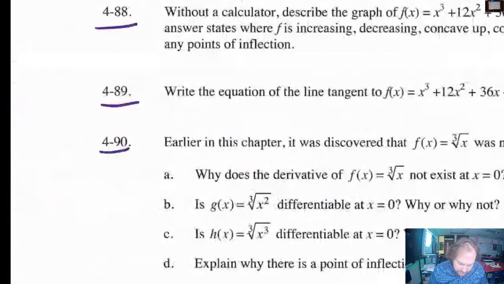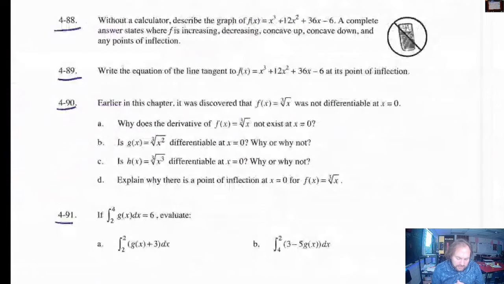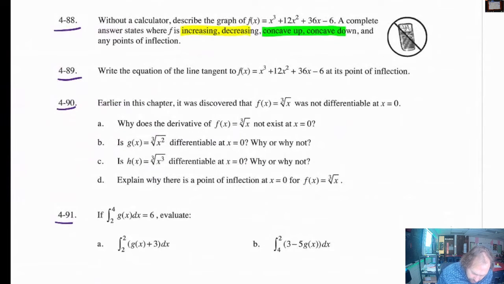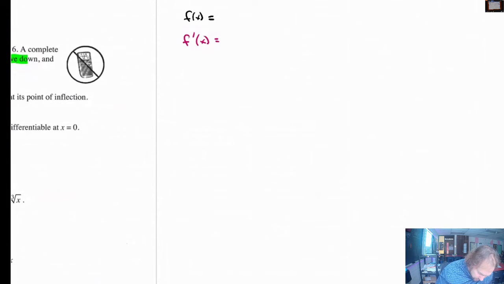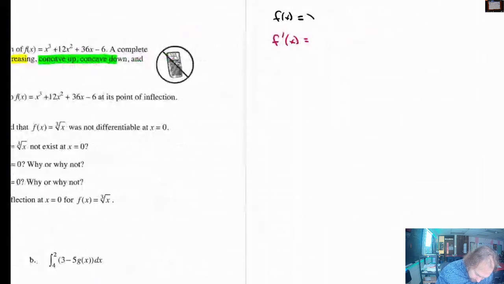488, without a calculator, we're going to describe the graph of f of x equals that thing. A complete answer states where it's increasing, decreasing, concave up, concave down, and any points of inflection. So we're going to look at the first and second derivatives because we're not actually going to graph it. We're going to use our knowledge of the first and second derivatives to tell everything about it. So let's think about f prime of x. Our original function, if I remember correctly from this off to the side, is x to the third plus 12x squared plus 36x minus 6.